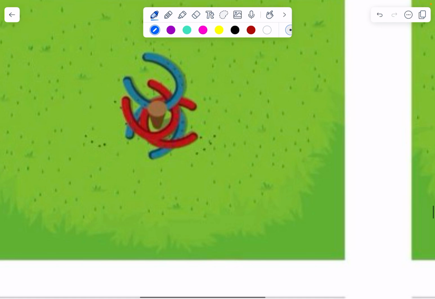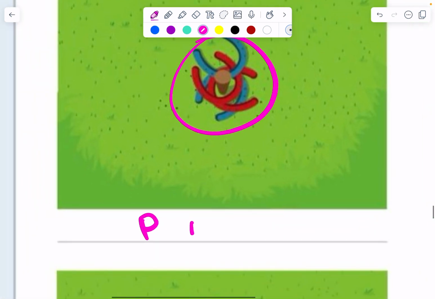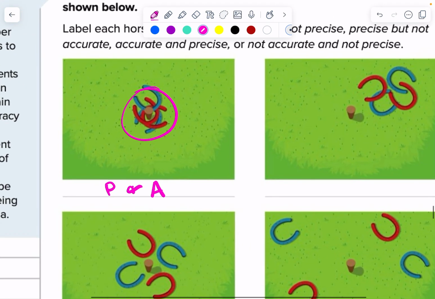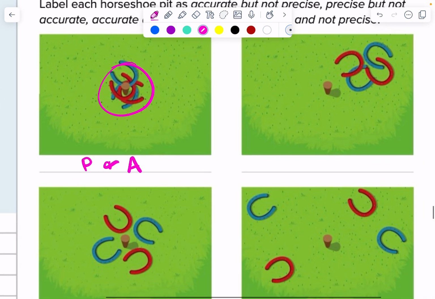This one is pretty dang good. This is like the best picture out of all of them. So he is precise and accurate. He is good. Precise meaning consistent, and I'm consistently right around the mark. This is horseshoes, by the way. Has anybody not played this? Do you guys know what I'm talking about here? Like horseshoes, right? Okay, you throw them at the stake and you try to get it wrapped around the stake.